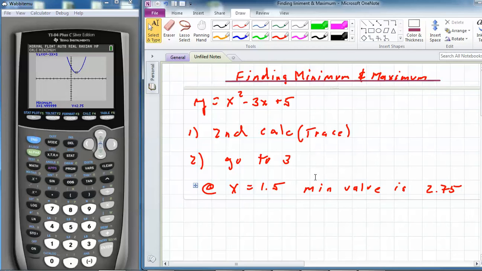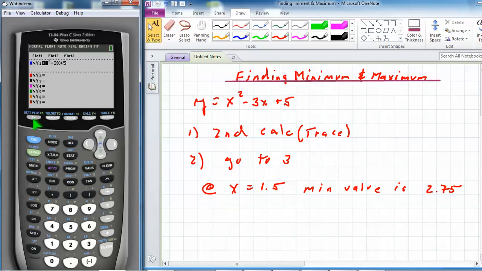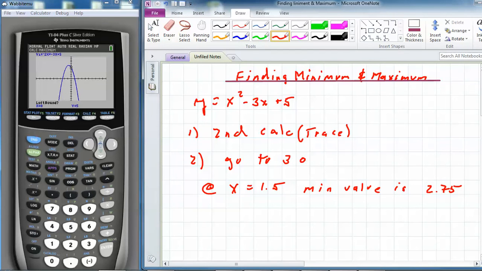All right, we'll go back here, we'll insert negative 2x squared, hit graph. Because of the negative, my graph is upside down. We'll find that out at a later date. And we repeat the process. So we go to second trace, and we want the maximum now. We hit 4. So depending on the type of problem, 3 or 4.